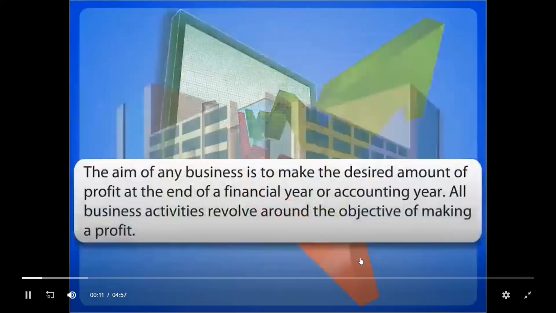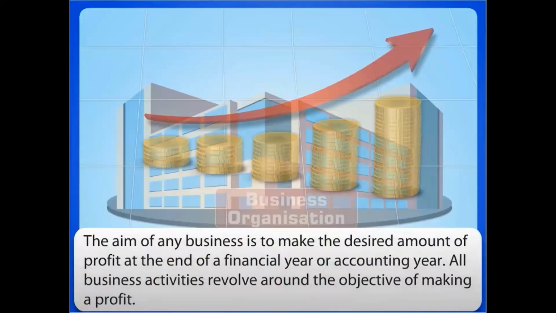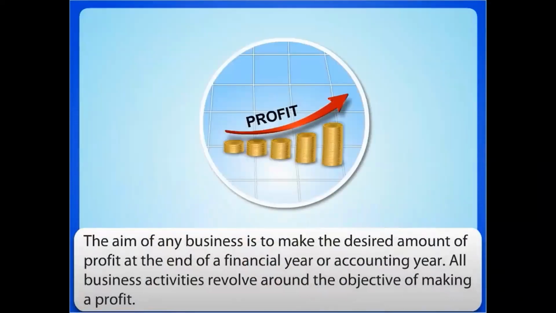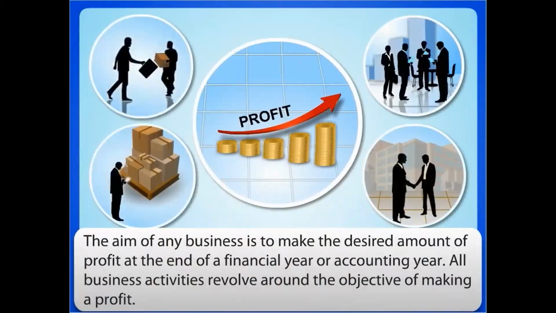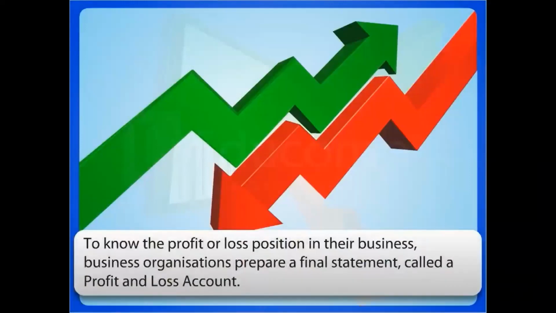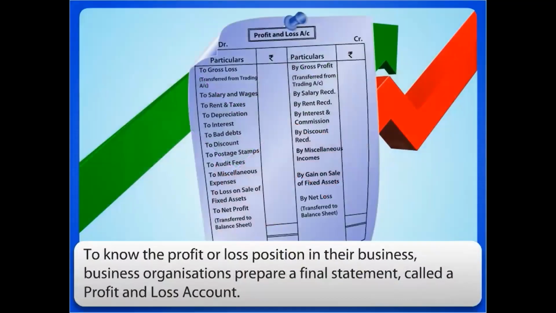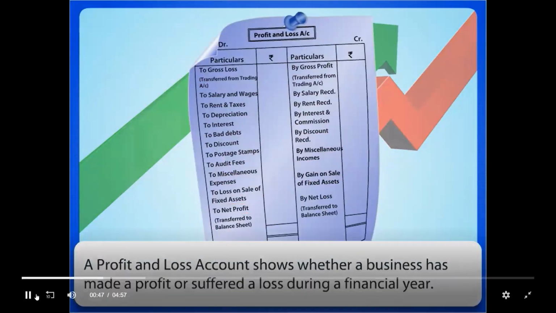The aim of any business is to make the desired amount of profit at the end of a financial year or accounting year. All business activities revolve around the objective of making a profit. To know the profit or loss position, business organizations prepare a final statement called a profit and loss account. A profit and loss account shows whether a business has made a profit. This is not according to the new version. It was updated many years back.